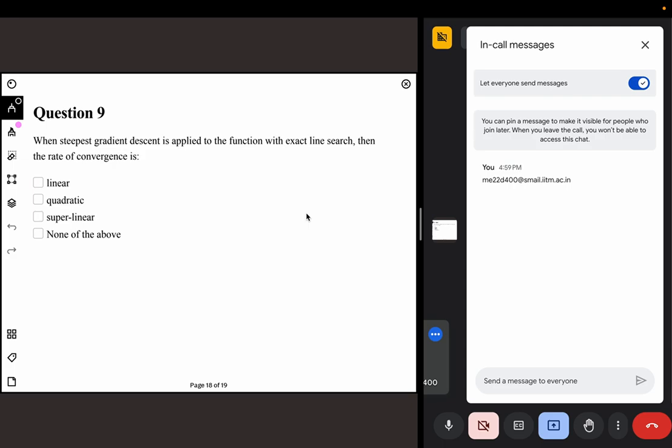Okay. There are again some theoretical questions. When you apply steepest gradient descent to a function with exact line search, the rate of convergence is linear, quadratic, or superlinear? We solved a problem just some time back. We took a quadratic optimization problem, and found that using steepest gradient descent with exact line search, we converged immediately to 0. So it will be quadratic only for the special case when you apply steepest descent with an exact line search.